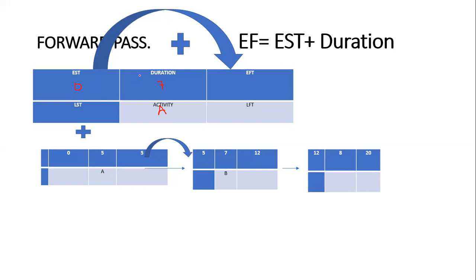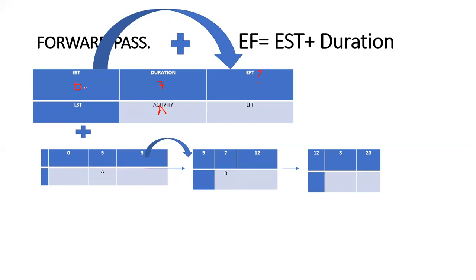But how do we perform a forward pass? A forward pass is an attempt to calculate the earliest finishing time. The earliest finishing time is this one. How do we calculate it? I've given you the formula that is here. It's EST plus duration.